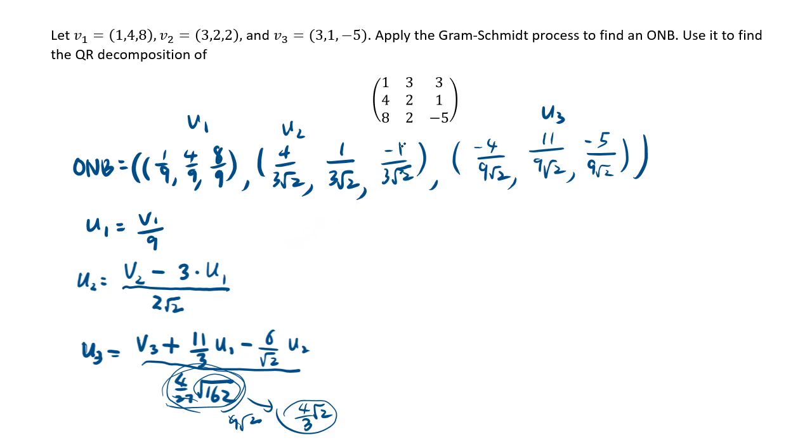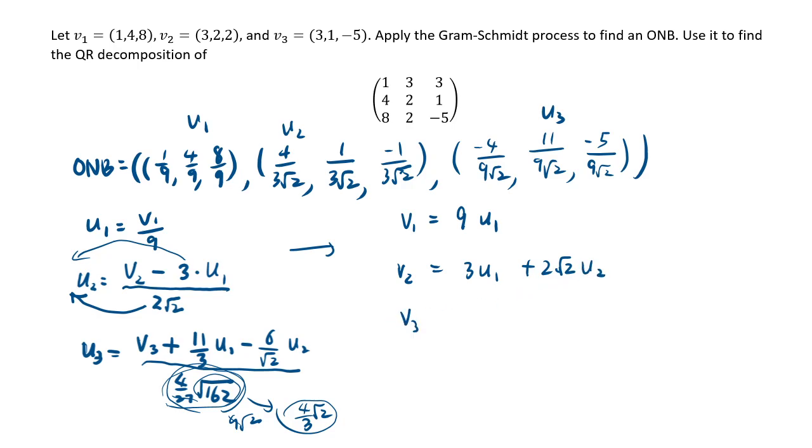So now we have to figure out the QR decomposition, and the way you do it is by taking all of these and solving for V1, V2, and V3. So the first one says V1 is equal to 9 times U1. The second one says, well, you first have to multiply 2 radical 2 and then add the 3U1. So that gives you V2 equals 3U1 plus 2 radical 2 U2. And then for V3, you multiply this to the other side, and you also have to move these to the other side as well. So it's negative 11 over 3 U1 plus 6 over square root of 2 U2, plus 4 over 3 radical 2 U3.